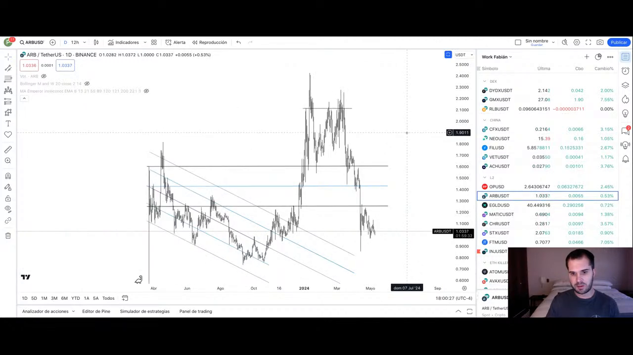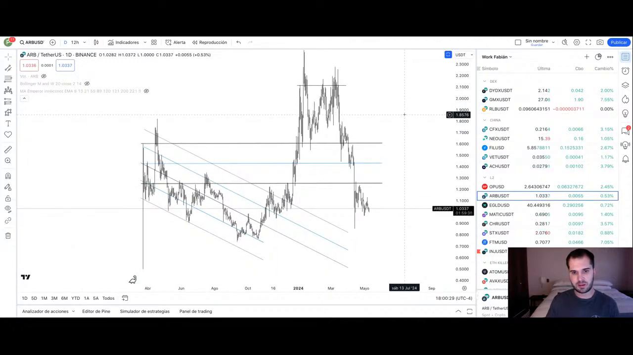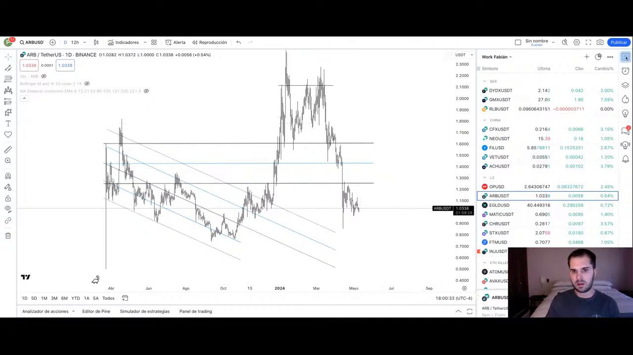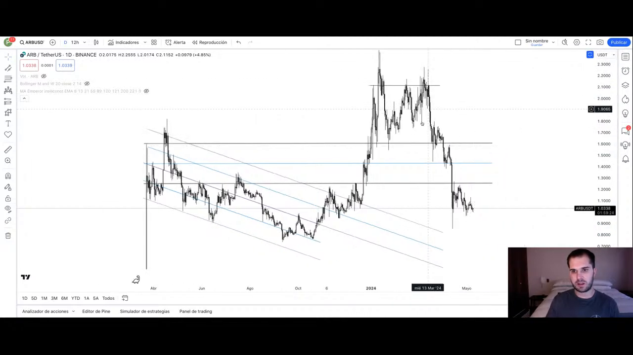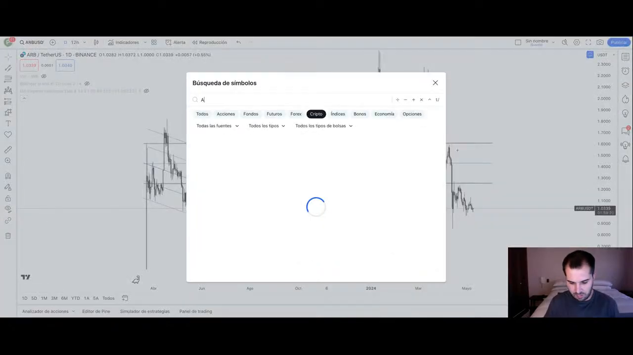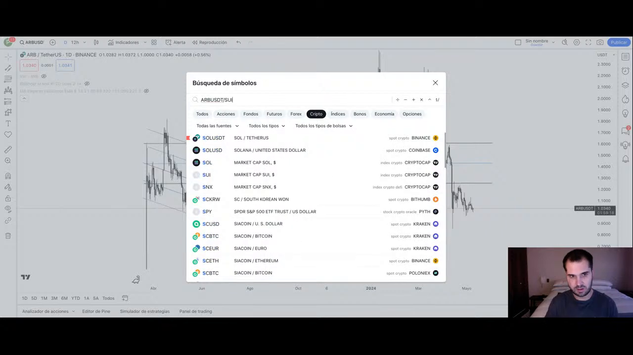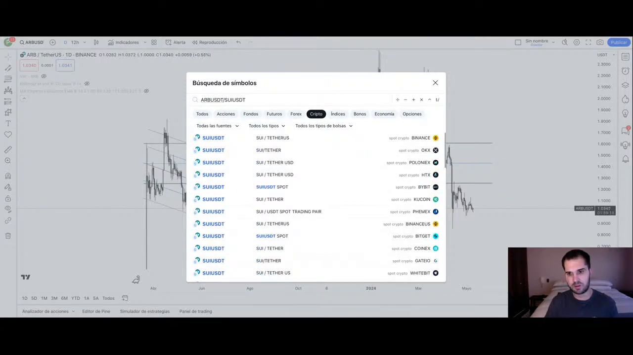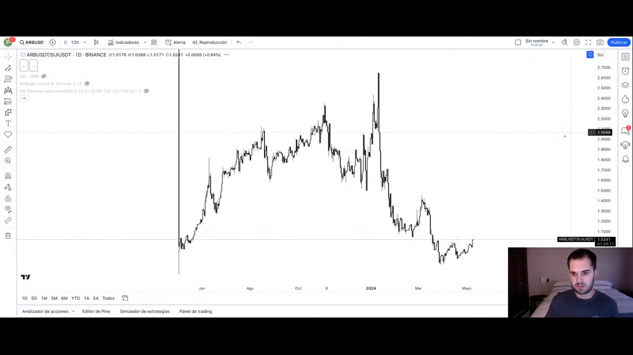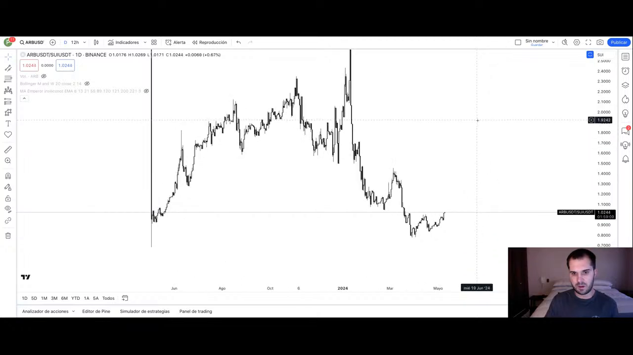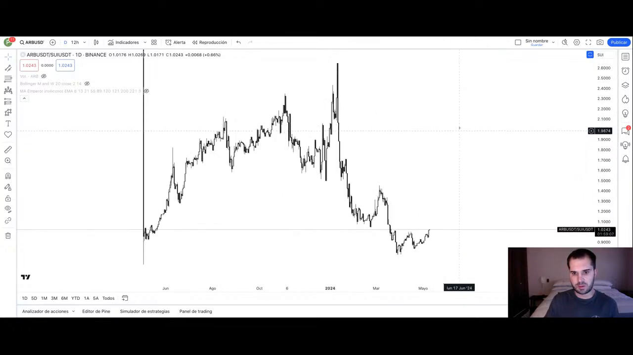We can look at Arbitrum. It's just been relentlessly dumped on. Kind of looks like a SUI chart here. Instead of SUI, it's been performing better. But what happens if we chart Arbitrum against SUI? Probably SUI wins, but yeah. So this is Arbitrum against SUI.